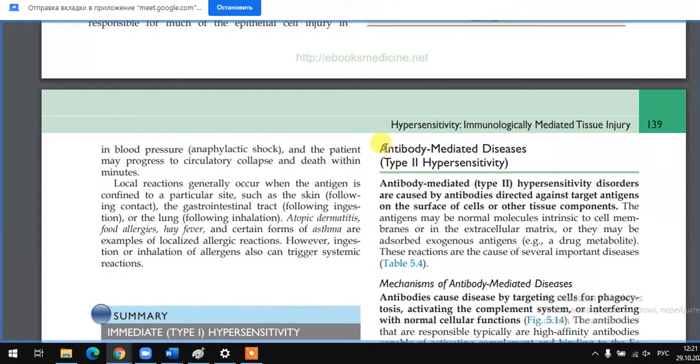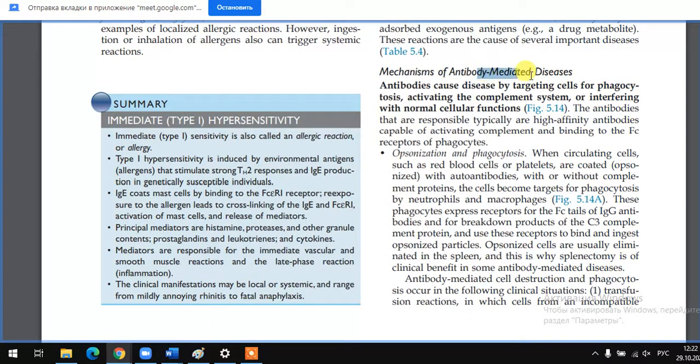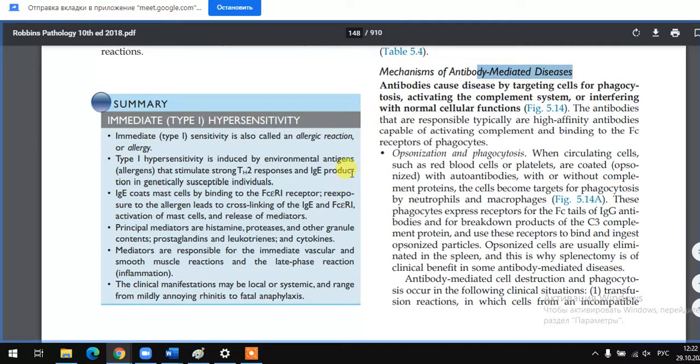Then antibody-mediated diseases. As you remember, antibodies are produced which are directed against target antigens on the surface of cells or other tissue components. So against our own cells. The mechanism of antibody-mediated diseases is well known. You already know what happens when antibody is attached to antigen. First of all, it causes opsonization and phagocytosis. Due to opsonization, cell activity is interrupted, and phagocytosis causes the destruction of the cell. Imagine, our own cells are destroyed.